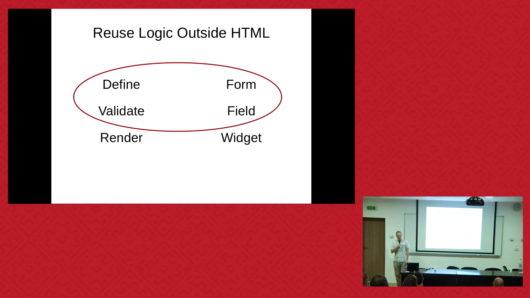Maybe you don't want to output HTML. I talked earlier about how definition, validation, and forms and fields belong together. What you could do is create your own widgets, or what's called a theme. Or you could just write the Perl code to iterate through forms and fields and do something else.